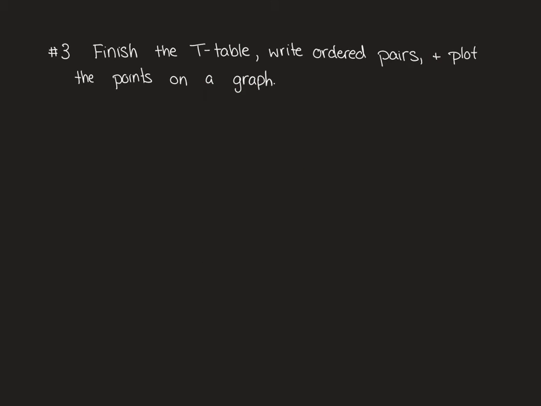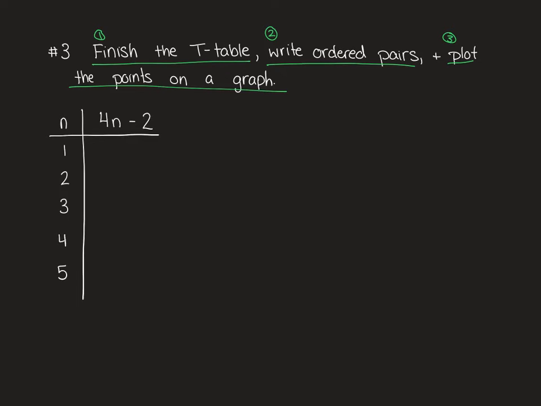Question number 3 actually has 3 parts. So your first job is to finish the t-table. Your second job is to write the ordered pairs, and your third job will be to plot the points on a graph. So for our first part, we need to complete the t-table. The t-table tells us that the expression we're looking at is 4n minus 2, and it also tells us that we need to find the values for n for 1 through 5.